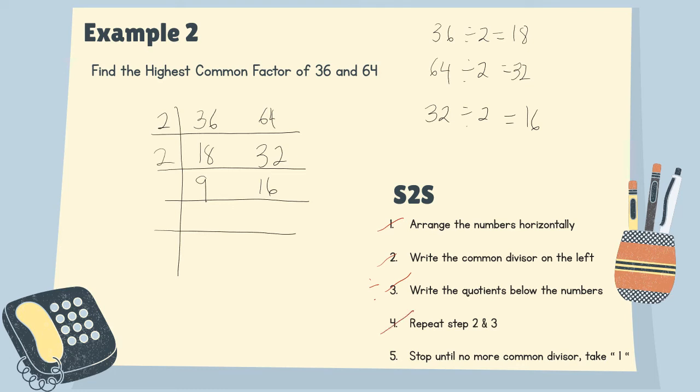We are done with step 4. Step 5, stop until no more common divisor. So there is no more common divisor between number 9 and number 16. So we stop and take the straight line on the left. So our answer as our highest common factor is 2 times 2, which gives us 4.